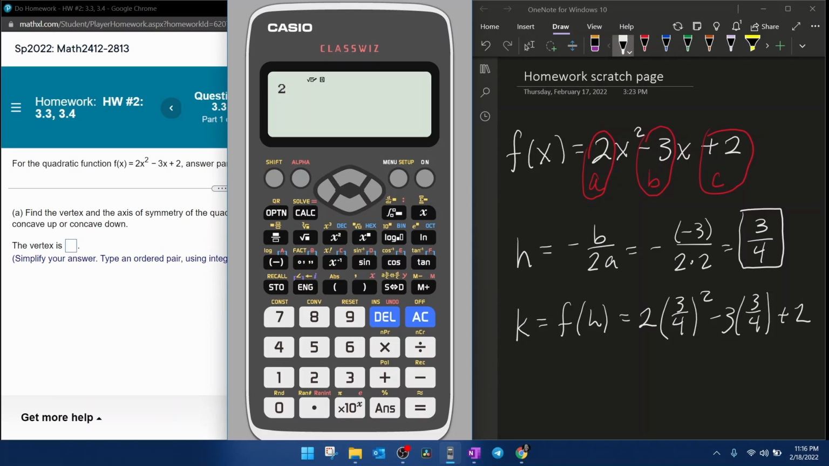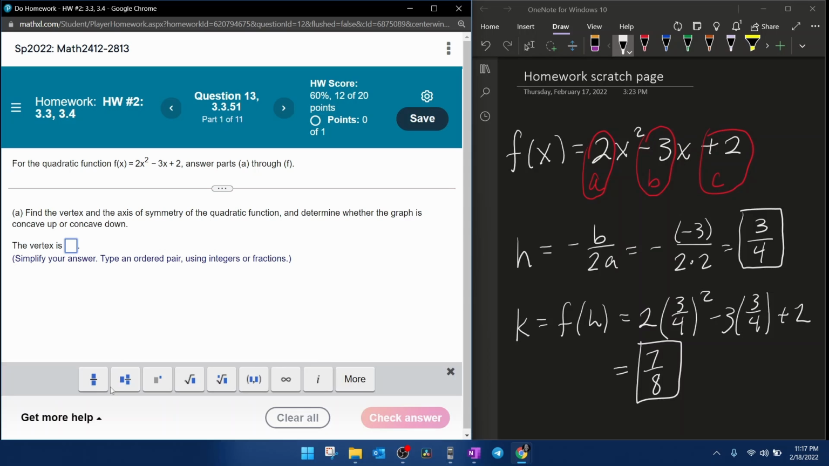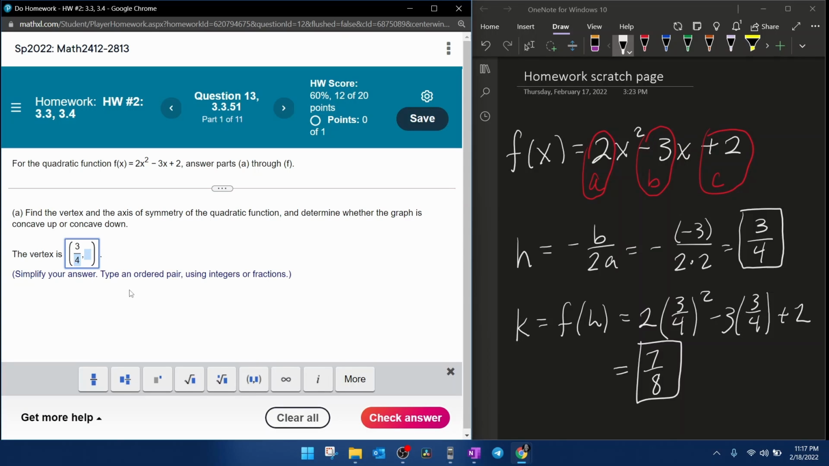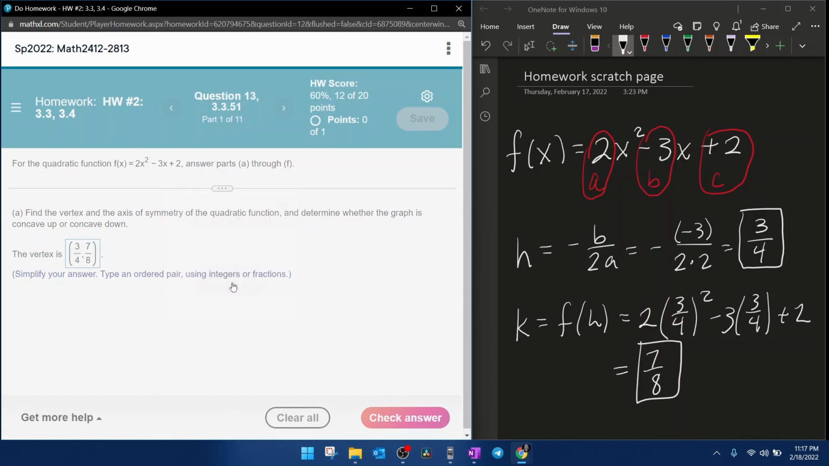using our handy dandy calculator, 2 times 3/4 squared minus 3 times 3/4 plus 2 equals 7/8. So 7/8 is the y-coordinate of the vertex. And now all we need to do is input that as an ordered pair. 3/4, 7/8. Make sure that that is input correctly, and we're going to check it.